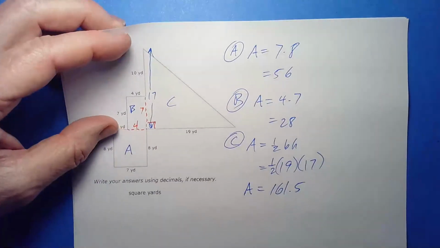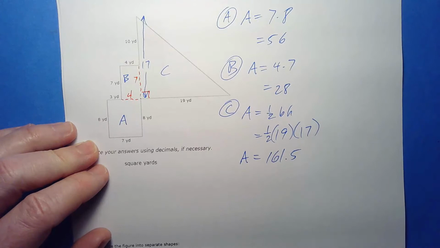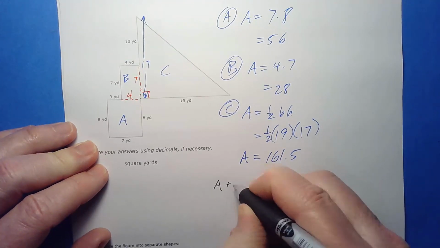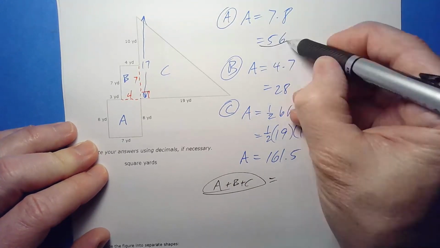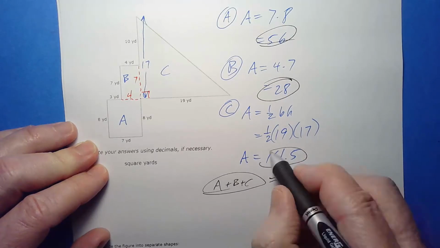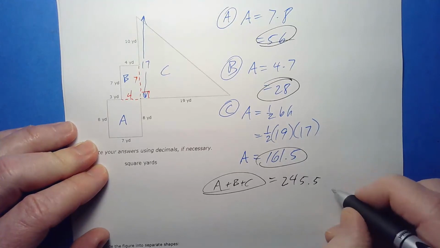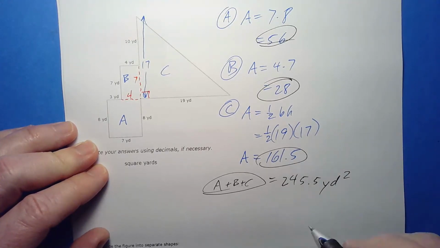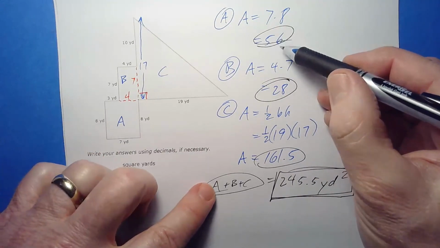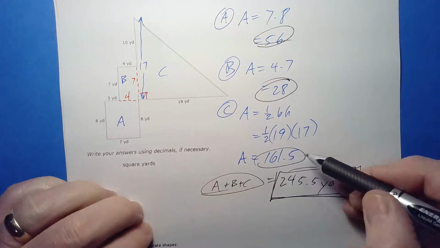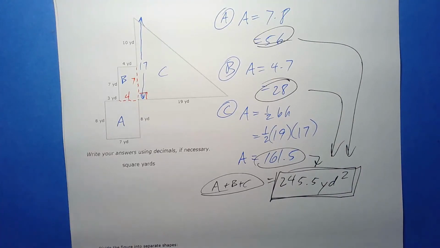Now, if you then add all those up, let's put them all together. A plus B plus C, all three together. You're going to end up with 56 plus 28 plus 161.5. Your total area is going to be 245.5 yards squared. So your final answer, again, you've got to add all those parts up, and all those together will turn into this right there. So that's how we would do that one.